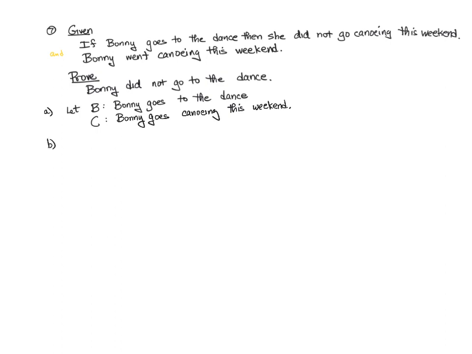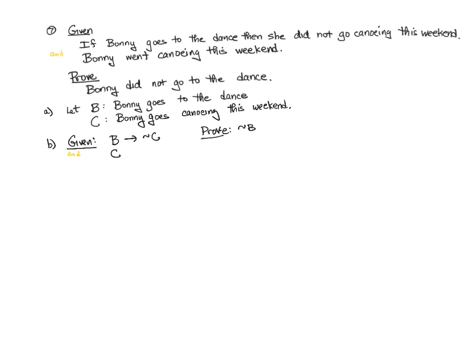Step 2, given. If Bonnie goes to the dance, that's if B, then she does not go canoeing, so then not C. And Bonnie went canoeing, and C. Okay, again, this word and is implied. And we want to prove that she did not go to the dance, so that's not B.